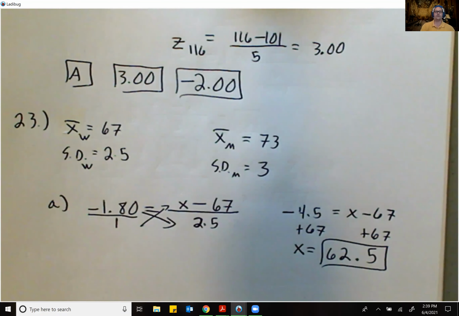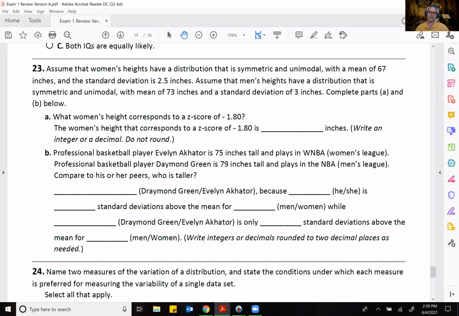So we go back and see what the next question is. Professional basketball player Evelyn, I'm not going to worry about the last name, is 75 inches tall and plays women's basketball. Professional basketball player Damon is 79 inches tall and plays in the NBA, the men's league. So we want to compare these two and we want to know who is taller.